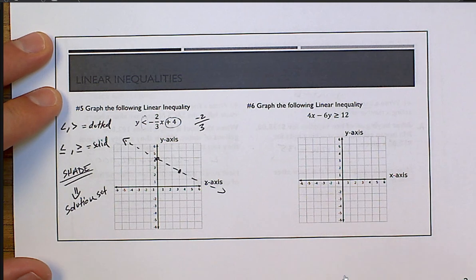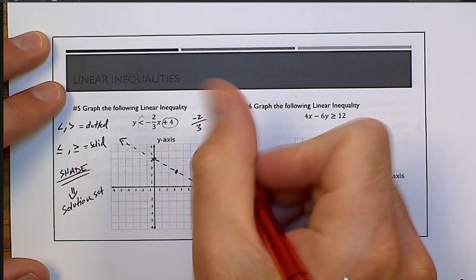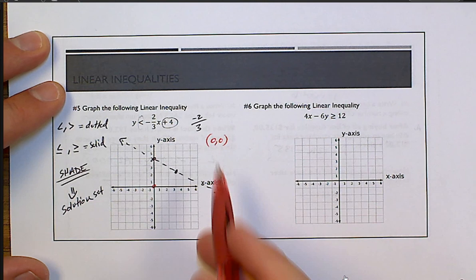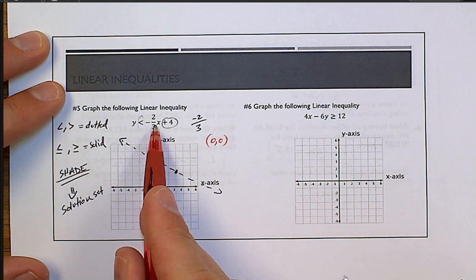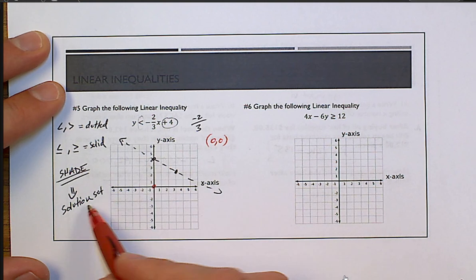So I'm going to test 0, 0. It's usually the easiest one to test. So I'm going to test the point 0, 0, which is obviously right there. And if I plug in 0, 0 to this equation, and I get a true inequality as a result, that means 0, 0 is within the solution set.